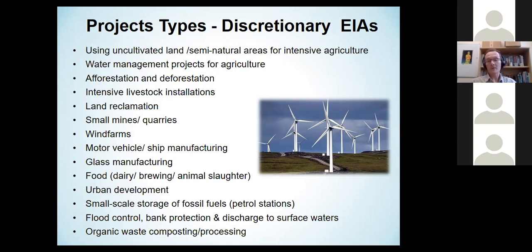Development of wind farms, manufacturing ships or motor vehicles or glass. So quite sizable, but not massive, infrastructure or development projects, they're going to fall into this category.